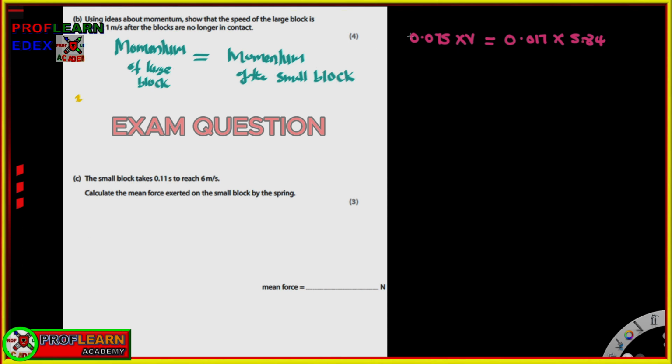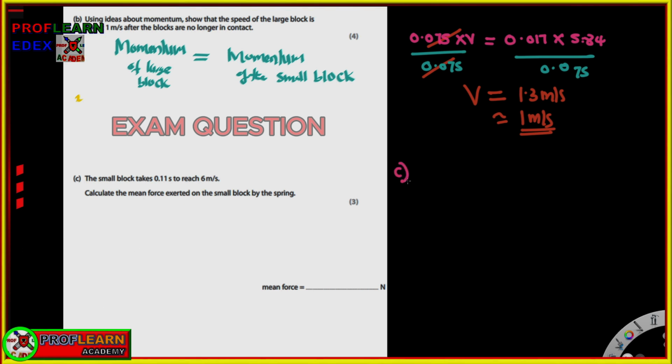So if we want to find the speed v, we are going to divide by 0.075. Of course, we can see that this part and this part will cancel out, and our v is going to translate to 0.017 times 5.84 divided by 0.075. My answer is going to be 1.3 meters per second, which is approximately 1 meter per second as shown there. The small block takes 0.11 second to reach this velocity.